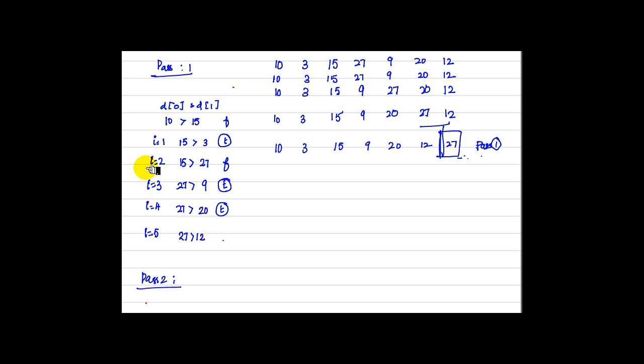In pass 2 again we start with I equal to 0. We are checking whether 10 is greater than 3. If it is true, we go for interchanging the elements. As it is true, we interchange the elements between 10 and 3. The rest of the elements remain the same. For this entire pass, this 27 will be in its current position.